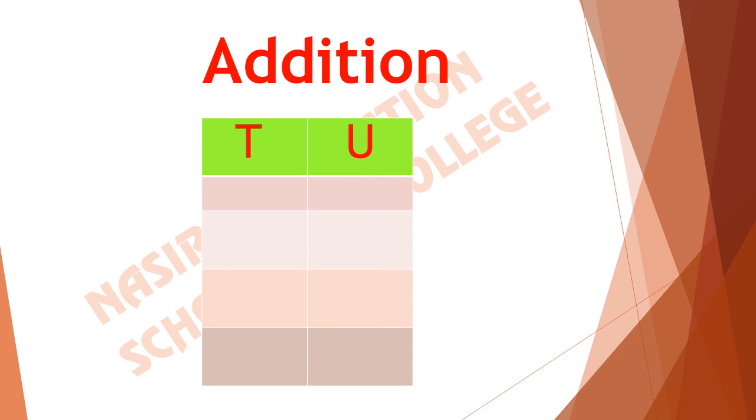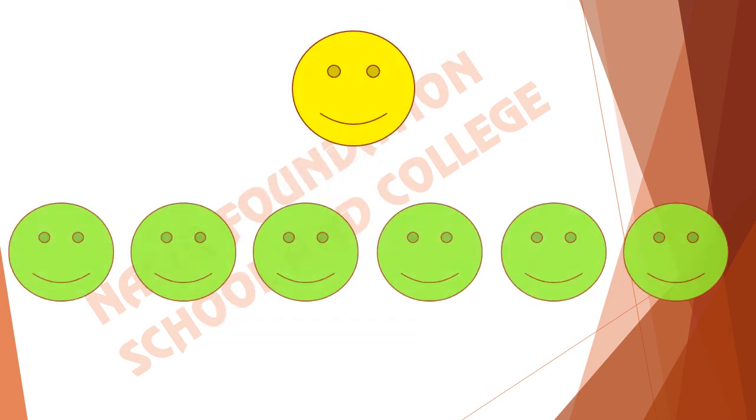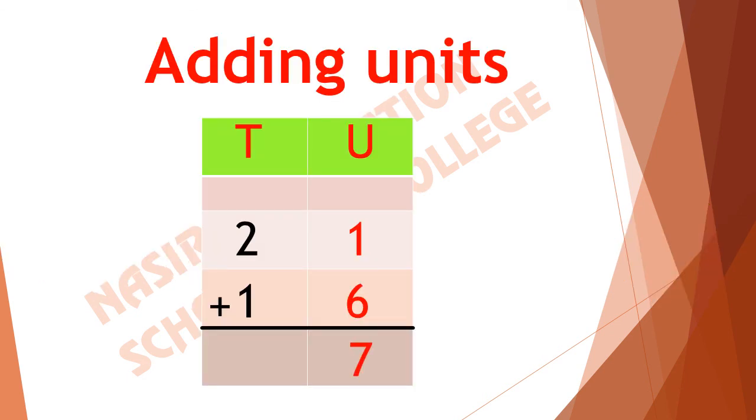A chart has been shown and addendum 1 is 21. We will write 2 in tens column and 1 in the units column. In the same way, we will write addendum 2, that is 16. 1 in the tens column and 6 in the units column. We use this symbol to show addition. First of all, we start from units. We will add 1 and 6. In 1, if we add 6, we get 1, 2, 3, 4, 5, 6 and 7. So we will write 7 in units column.